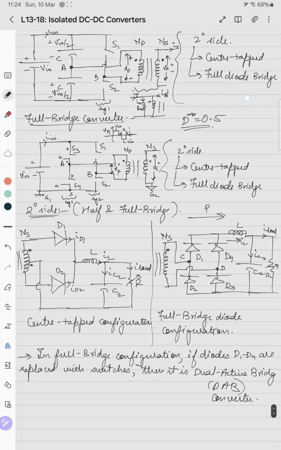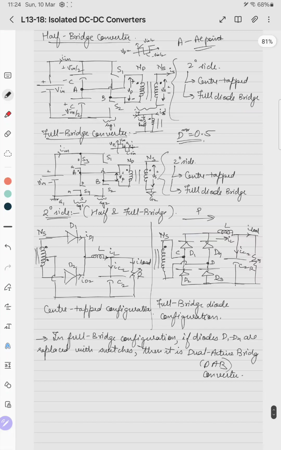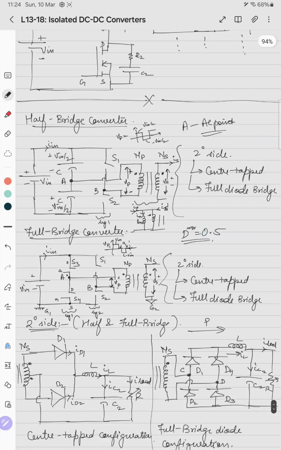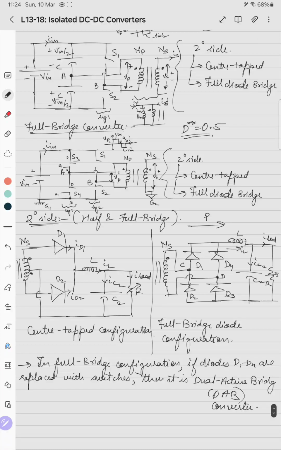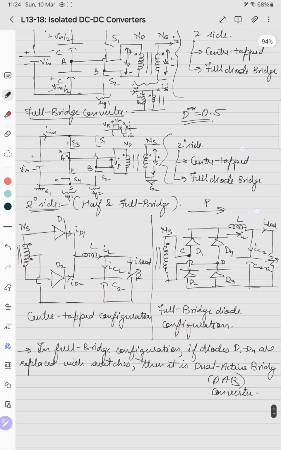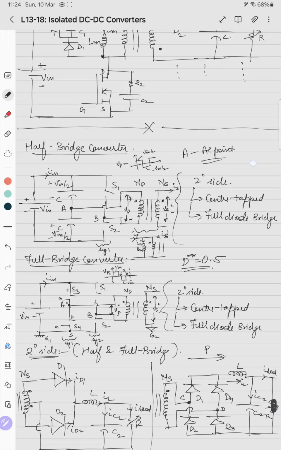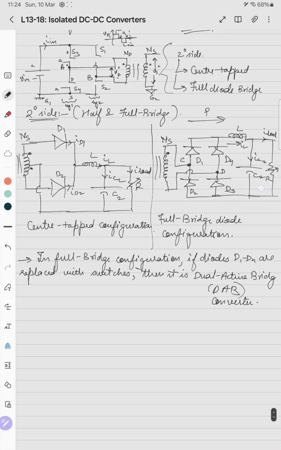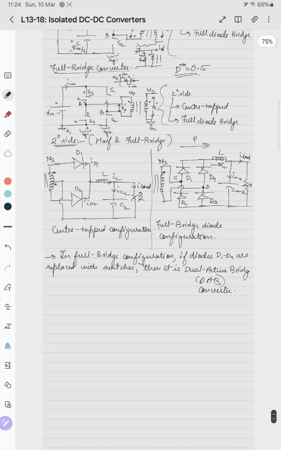So in order to do the steady state analysis, the secondary side is very similar to a push pull converter, let it be center tap or let it be full bridge diode. So the waveform of the secondary side will be very similar to push pull converter. So I will not be drawing the steady state waveforms of the half bridge as well as the full bridge configuration again. So the secondary side waveform will be mostly similar to them.